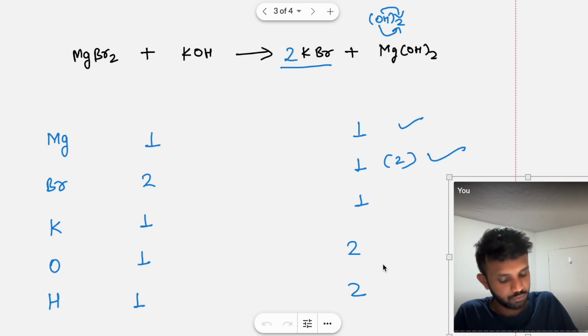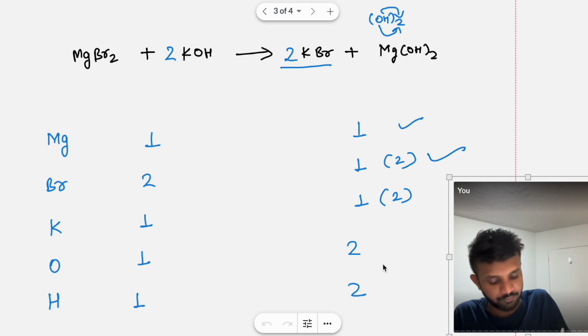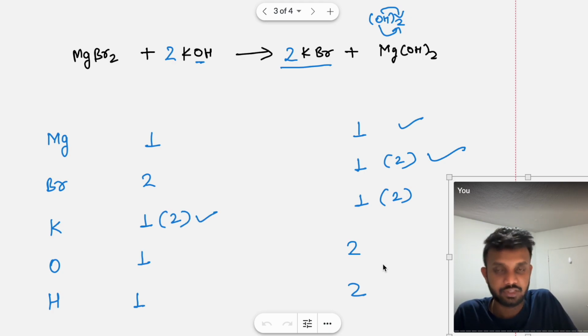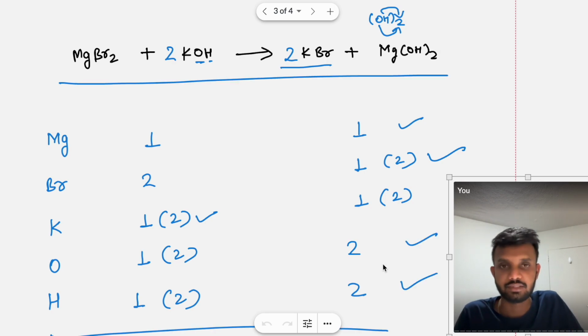Now I have 2 potassium on the product side. So for balancing the potassium, I'll multiply here with the 2, right? So now I got 2 potassium here as well. But now the number of oxygen and hydrogen changed, right? So the number of oxygen is 2 and the number of hydrogen is also 2. So now everything is balanced in this reaction, right? So this will be a balanced reaction.